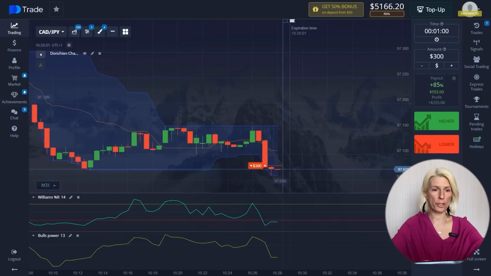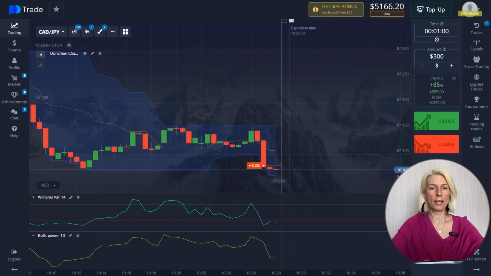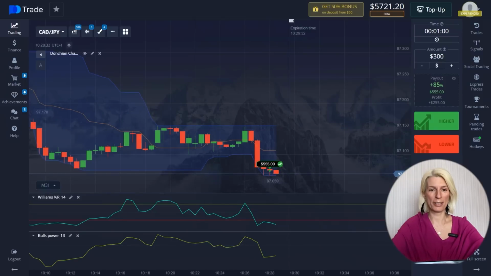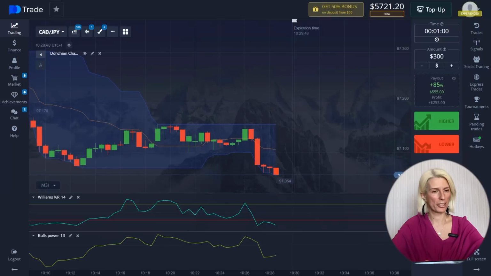The Williams percent range indicator did not lag behind. Its line confidently moved down, entering the oversold zone, which for me also became a signal of a possible decline in price. The Bull's power indicator confirmed these signals as its line looked down, confirming the weakness of buyers. So another $255 was added to my balance. It was a small margin, but the result of the trade confirmed my prediction.